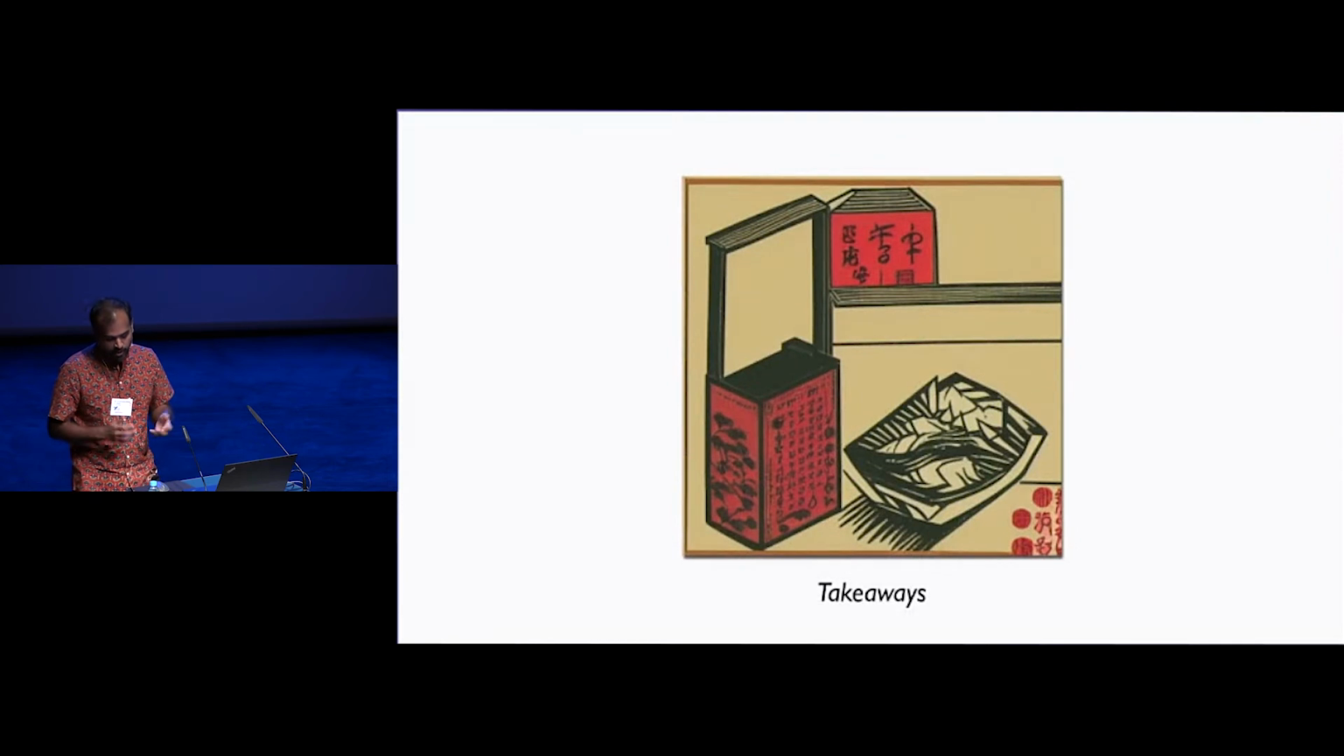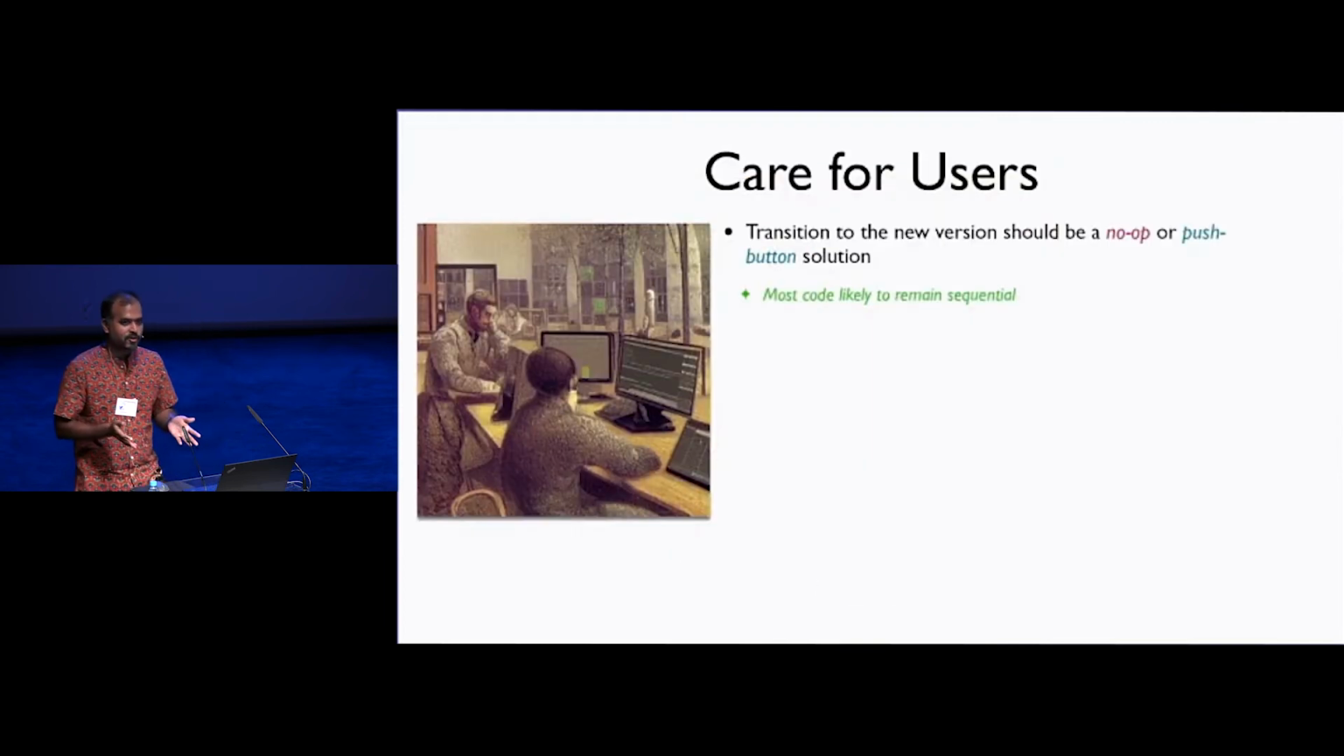Okay, so what are the takeaways from this Multicore OCaml experience if you were designing your programming language abstractions and you want to upstream it to some industrial-strength language? Firstly, care for your users. Your users have limited time and patience, especially if they're not going to use the new feature that you are adding to the language. So for us, most code is likely to remain sequential even after we add concurrency and parallelism to the language. So the transition to the new version should be either a no-op or you build tools so that there is a push-button solution to make this transition.